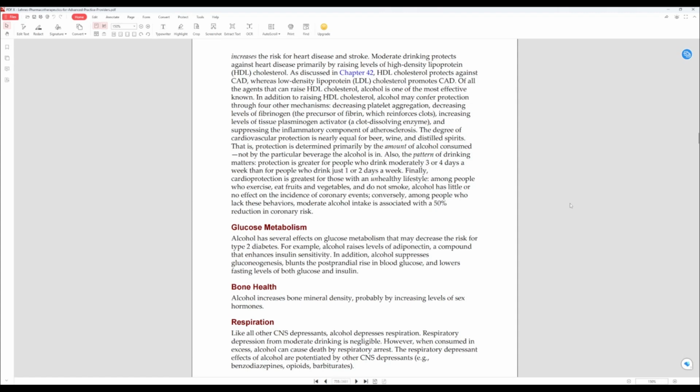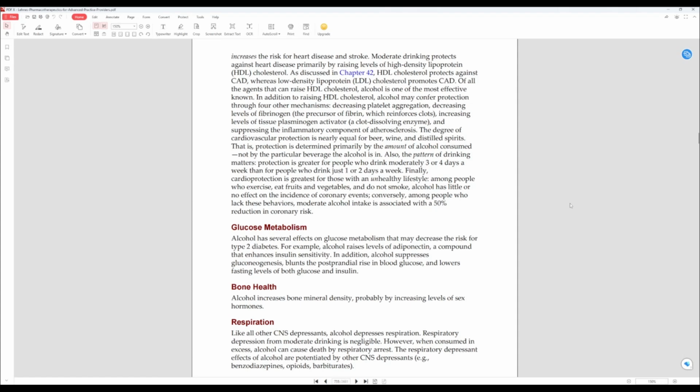In addition to raising HDL cholesterol, alcohol may confer protection through four other mechanisms: by decreasing platelet aggregation, decreasing levels of fibrinogen, increasing levels of tissue plasminogen activator, and by suppressing the inflammatory component of atherosclerosis. The degree of cardiovascular protection is nearly equal for all beers, wines, and distilled spirits. That is, protection is determined primarily by the amount of alcohol consumed, not by the particular beverage the alcohol is in. Also, the pattern of drinking matters.